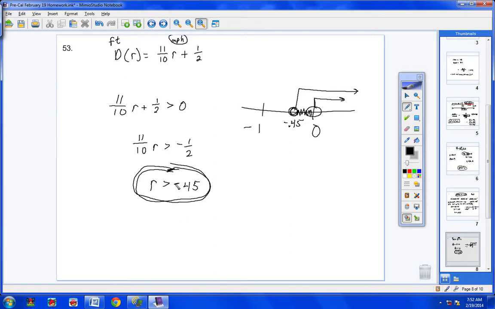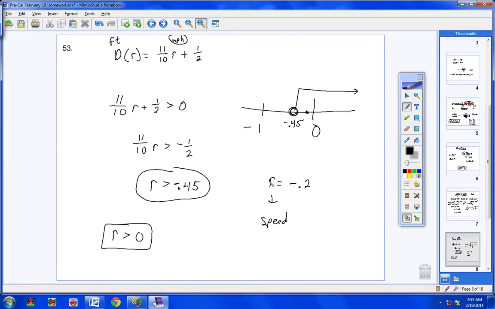But once I did that and I realized my speed has to be greater than negative 0.45, I don't want to put that for my answer, because if I put that my speed is greater than negative 0.45, then that means I could put in negative 0.2. And there's no way R could equal negative 0.2. R is what? R is speed. You can't go negative speed, and so the domain has to be greater than 0. Has to be greater than 0. That's a pretty tough problem, but that's how you would do that.